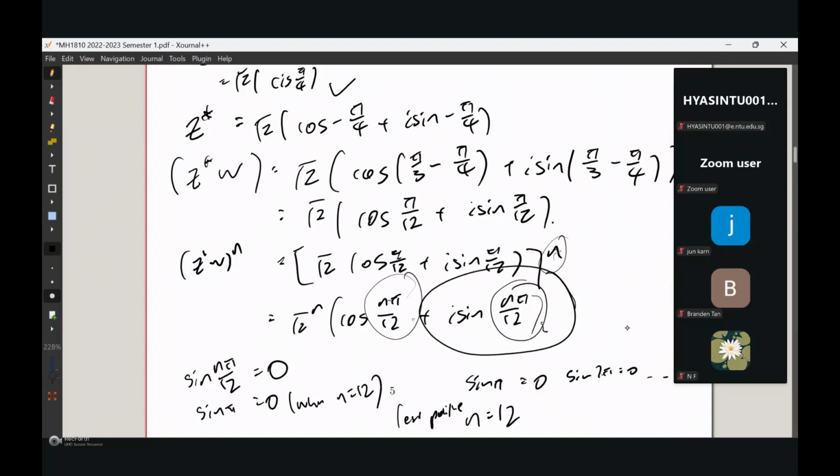So some various type of question they can ask is, for example, for what values of n is this strictly purely imaginary? Also possible, but for that you will be solving for cosine n pi over 12 equals 0 instead. So just need to read the question and identify what they're asking.